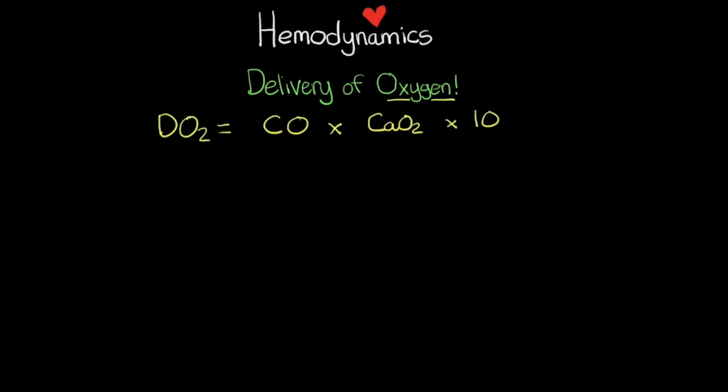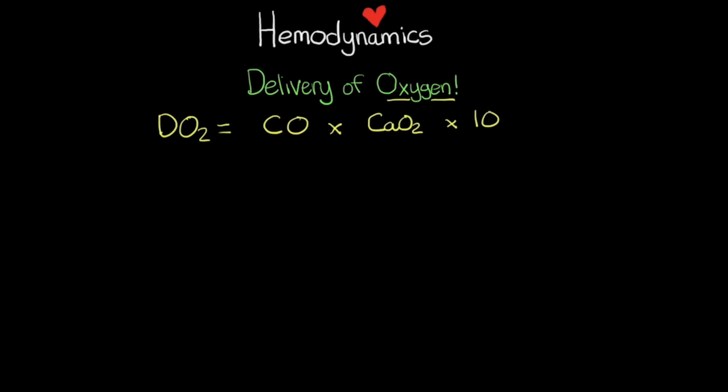And the 10 is really just there to get our units of cardiac output and the concentration of oxygen all on the same page. Now, you may look at this equation and it may seem a little scary or overwhelming in trying to understand how this plays into hemodynamics. And like I said, the goal is to understand the components.